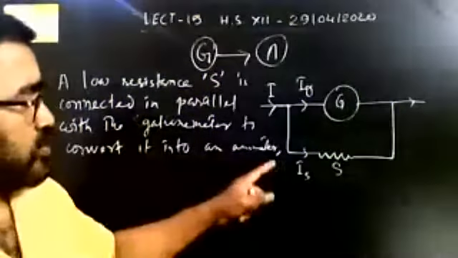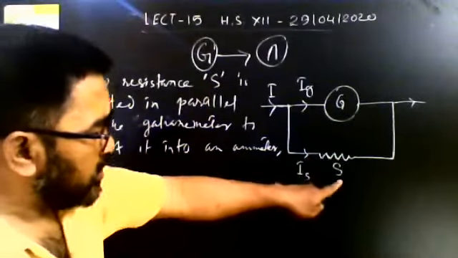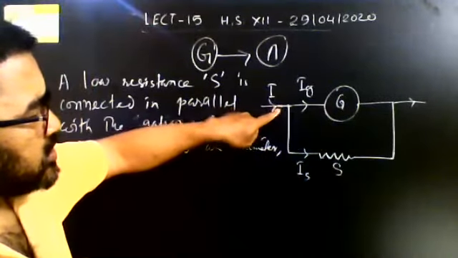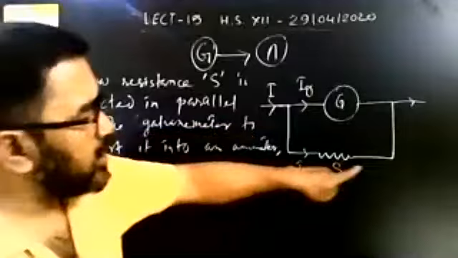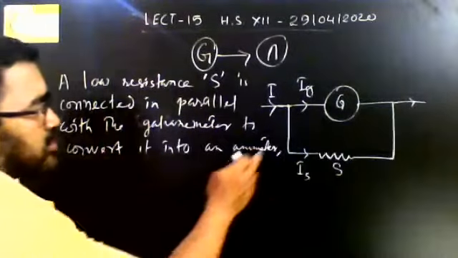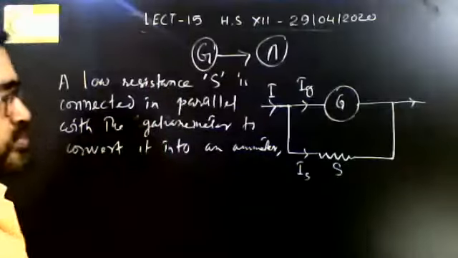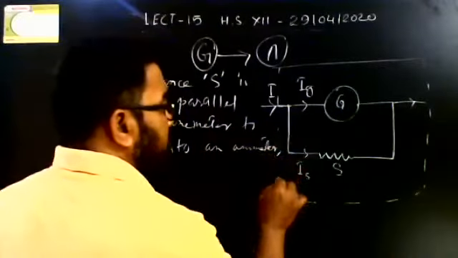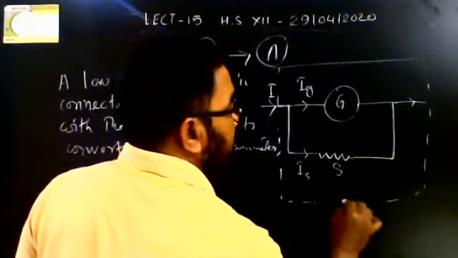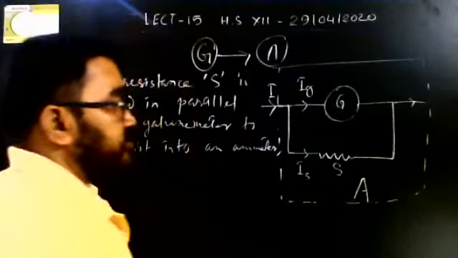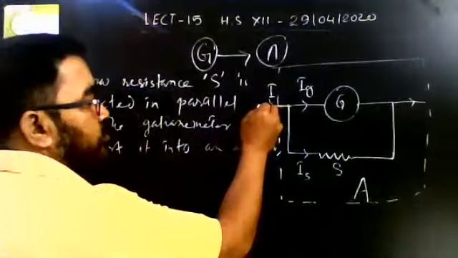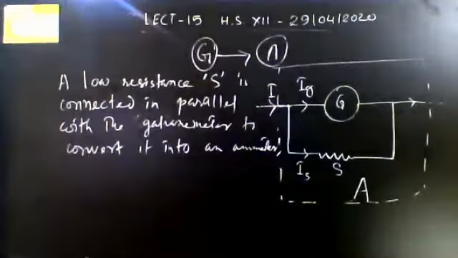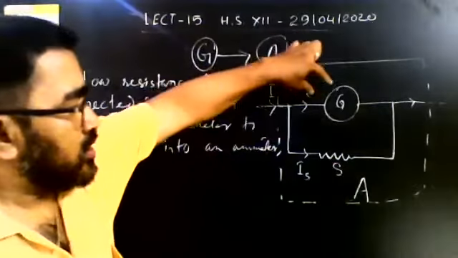So what is the condition? The resistance should be low and it should be connected in parallel with the galvanometer. The whole system will now be an ammeter. This is one point where current is entering, this is another point where current is leaving. So this is a galvanometer.